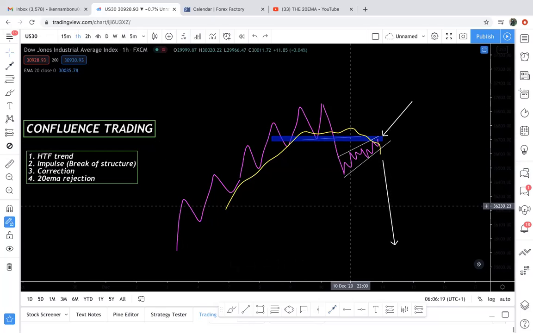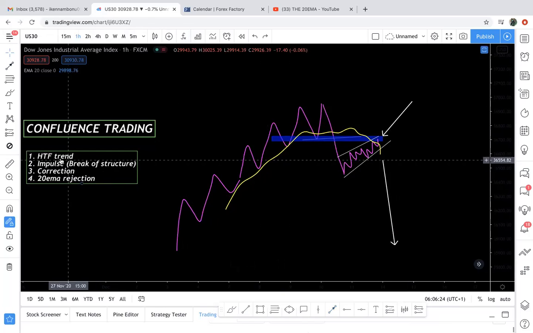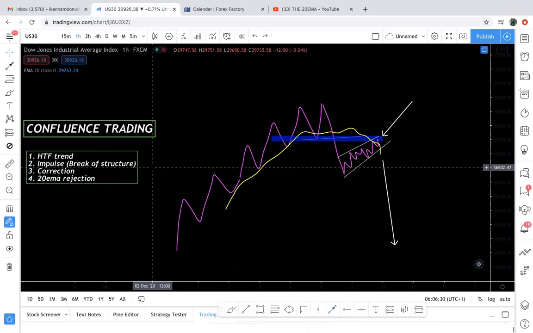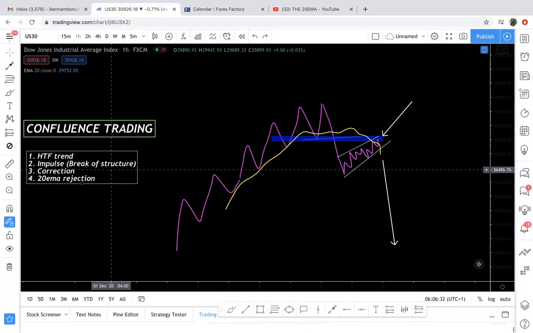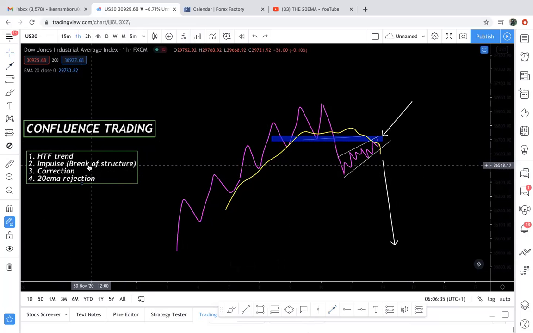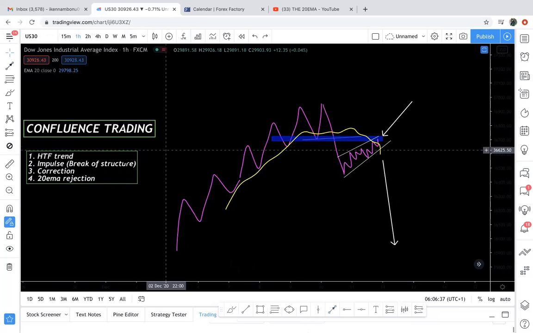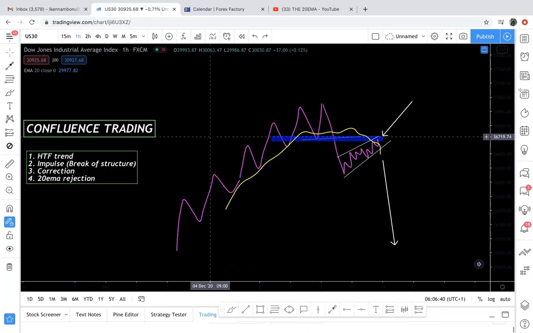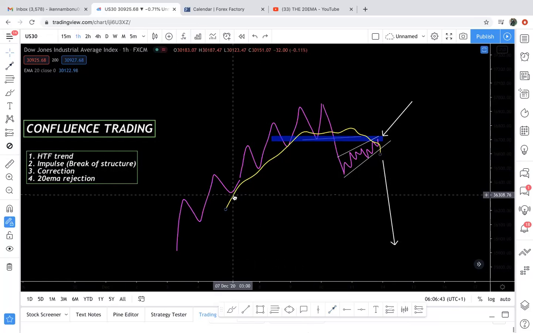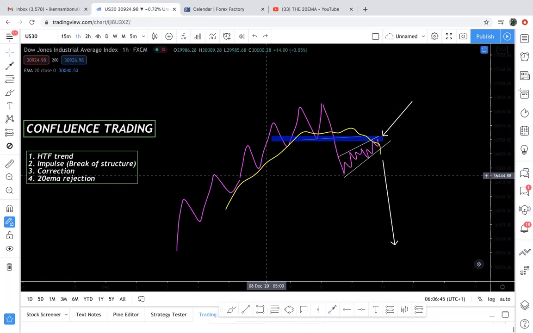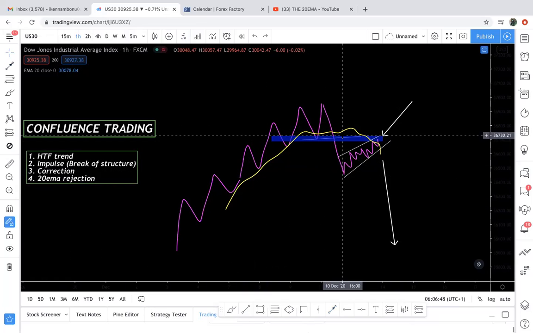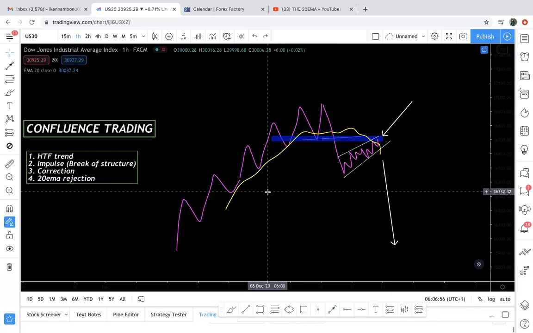Okay, so this is what I call confluence using my own strategy. You just have to wait for all of this to happen. First things first, wait for the higher time frame trend, and an impulse that is going in line with the higher time frame trend. It might be an uptrend or a downtrend, and you can see that particular impulse actually breaks a couple of structures, telling us momentum is in that particular trend. Then you wait for a correction, which is very, very important. Immediately after the correction, we're looking for a 20 MA rejection. It works on any time frame, 15 minutes, 1 hour, 2 hours, depending on which one you are looking to take a particular trade from.